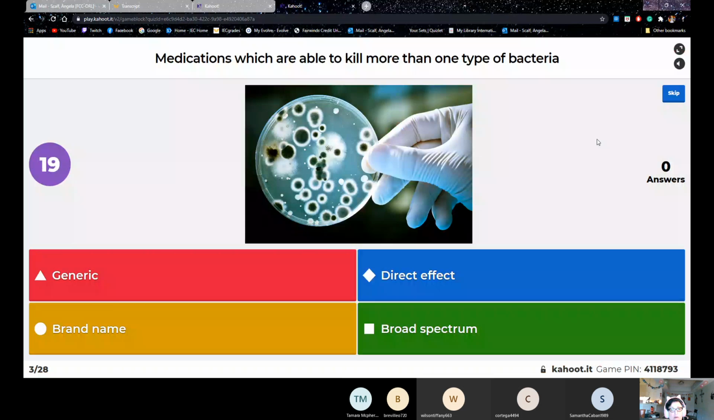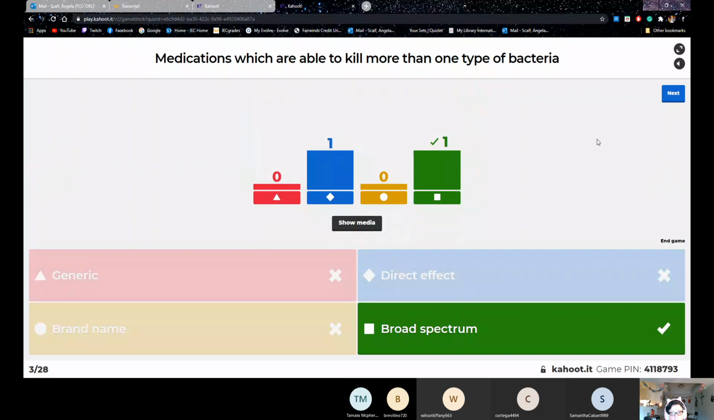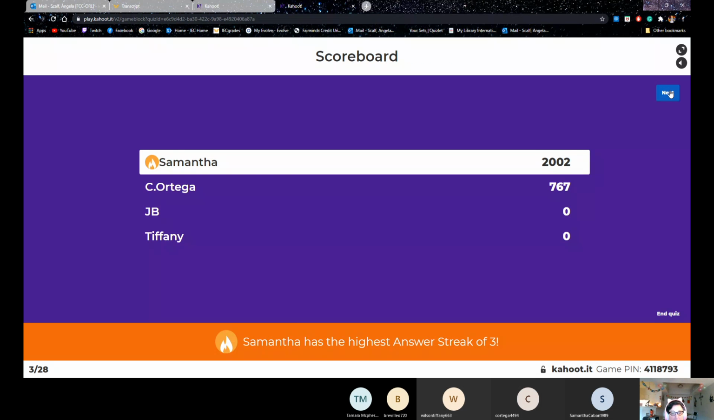Medications which are able to kill more than one type of bacteria. What would those be considered? It's a tough one. Good. Who got broad spectrum? Excellent. Broad spectrum, good. That means that it covers a multitude of different bacteria. A great example of a broad spectrum antibiotic would be penicillin. Penicillin can be used for everything from a sinus infection to gonorrhea. So it's all over the board. So it's definitely a broad spectrum. Samantha's on fire.